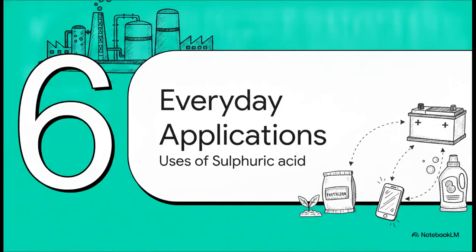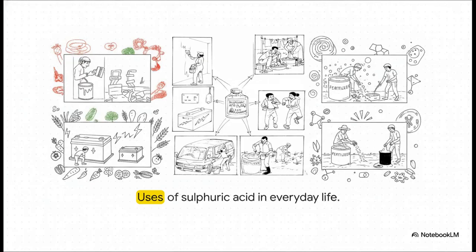Finally, Section 6, Everyday Applications. Let's look at the uses of sulfuric acid. And this brilliantly illustrates exactly why we care. Sulfuric acid is literally the silent engine of modern life. Once it leaves this plant, it goes into manufacturing the fertilizers that literally grow the food on your table. It's used in the detergents that wash your clothes.